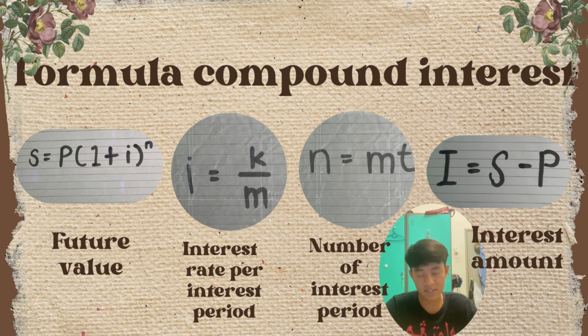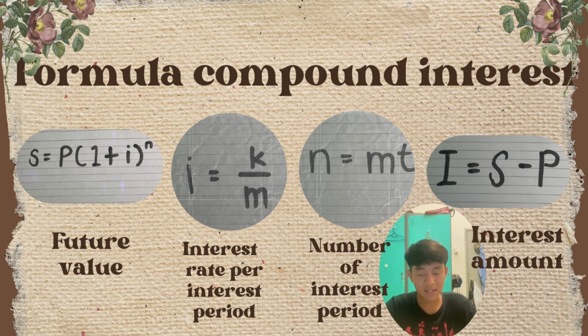I will use the important terms that have been told by my friend Faris, my group mate, just now. So there are 4 important formulas in this chapter: future value, interest rate per interest period, number of interest period, and interest amount. How do we find future value in this chapter? The formula is S equals P in bracket 1 plus I close the bracket to the power of N. You can refer to the important terms for the meaning of the letters S, P, I, and N.